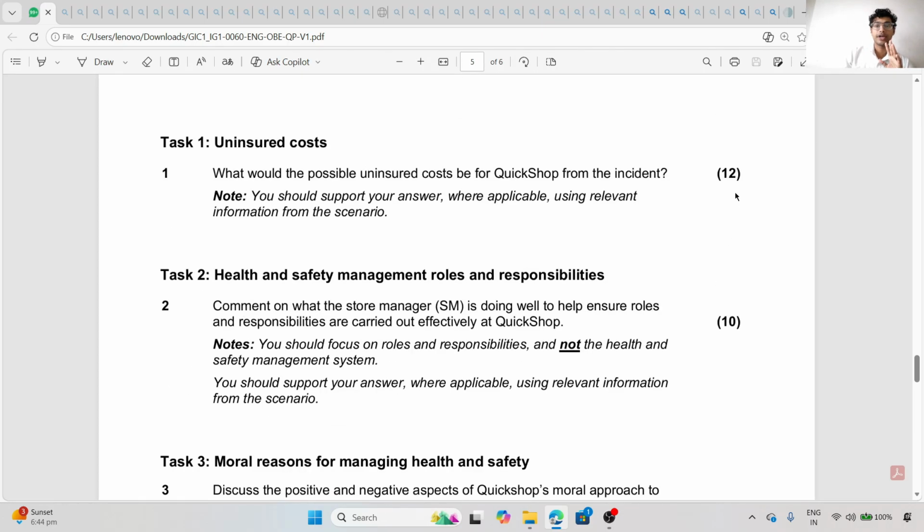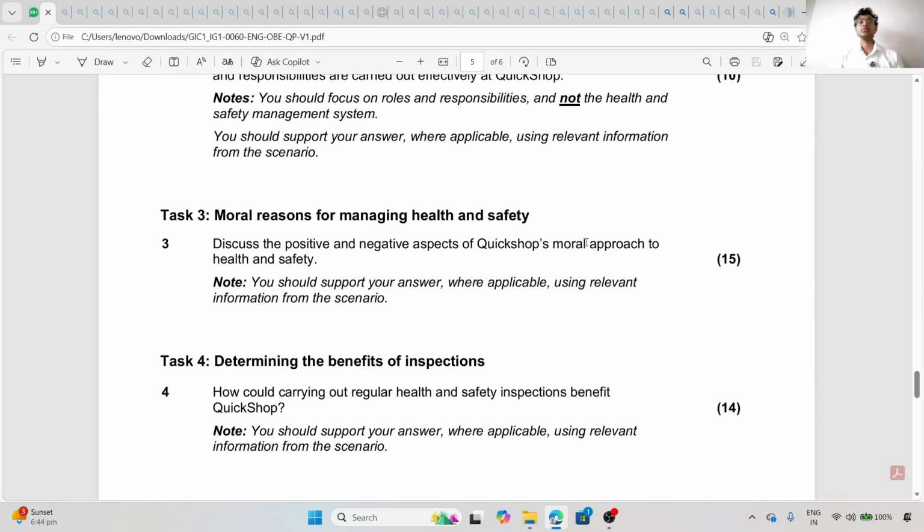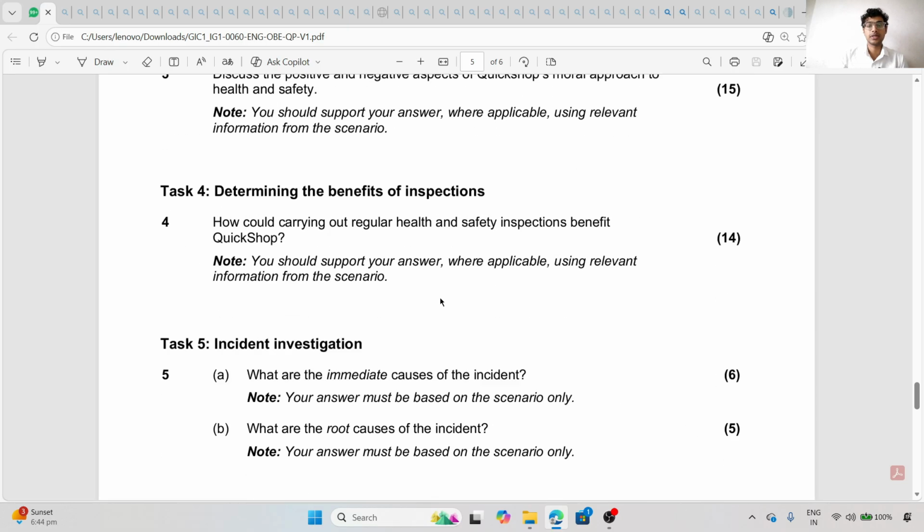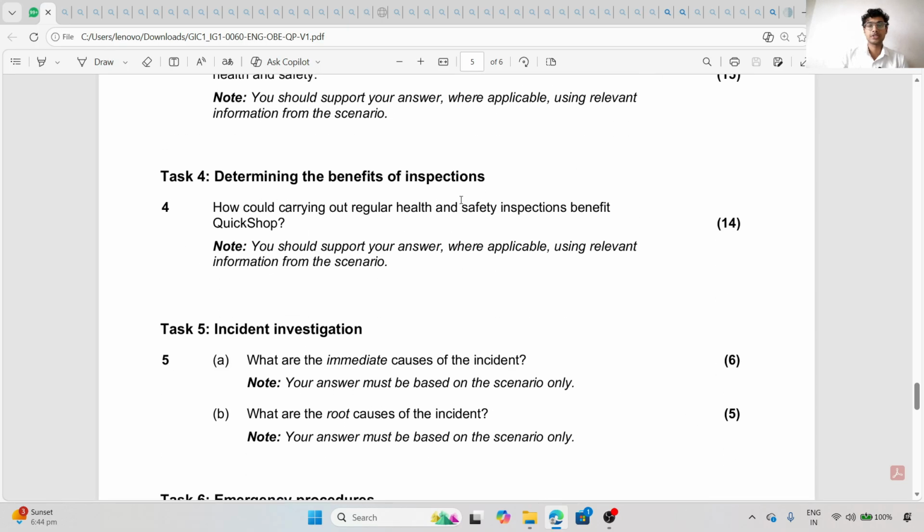If you are taking one point and that point is explained in 3 to 4 points, in that case you should make sure more points are required in that scenario. Now you should mention positive and negative cultures. How many positives you have found in this particular scenario, you should mention that. How many negatives you have found regarding the moral reasons for managing health and safety, you should mention that.